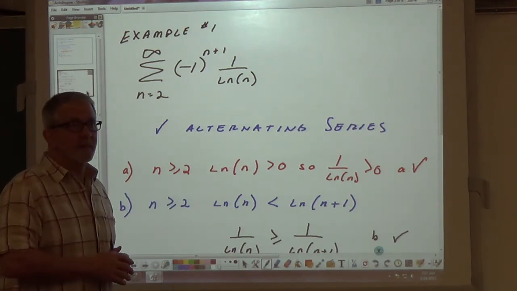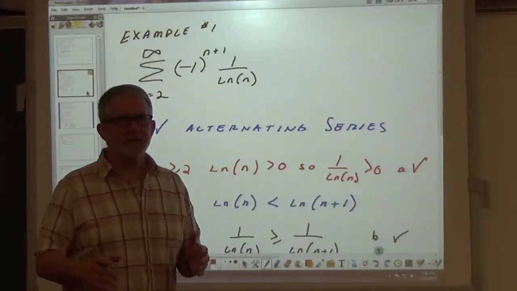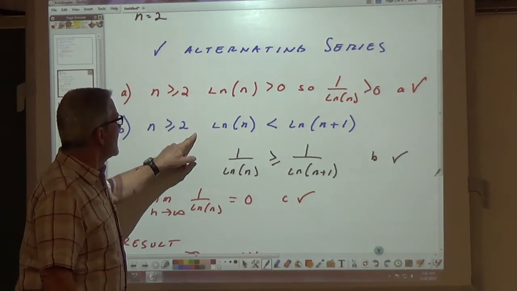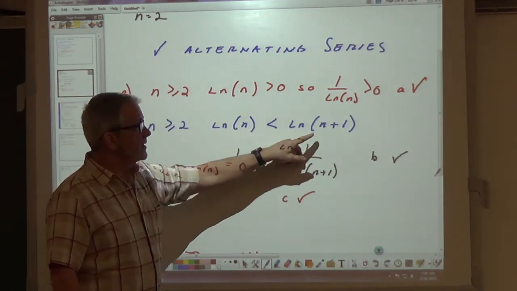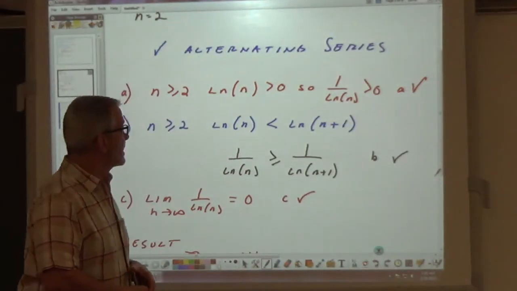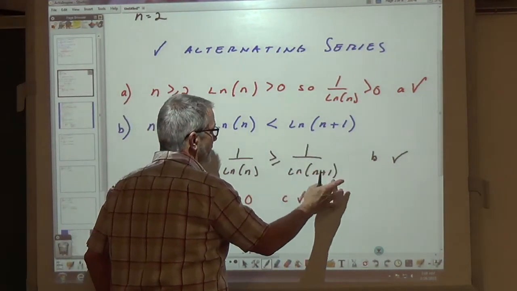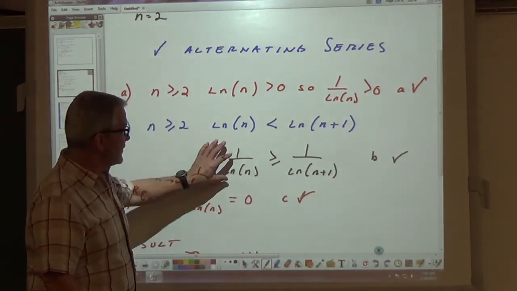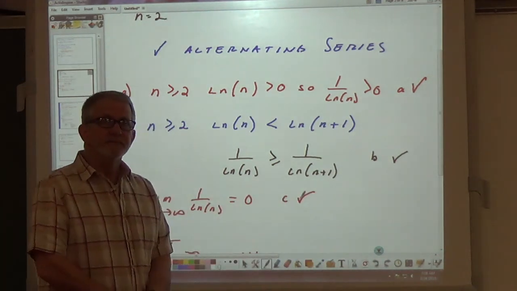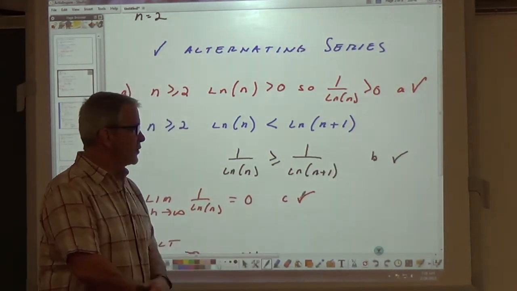Let's check the next. Is there some n where the terms begin to decrease? Not only do they decrease, do they decrease to 0? Let's see. If n is greater than or equal to 2, I know that ln of n is less than ln of n plus 1. ln is an increasing function. It increases slowly, but it is increasing. Therefore 1 over ln of n is greater than or equal to 1 over ln of n plus 1. So this particular guy is decreasing wherever n is greater than or equal to 2. The next term is smaller than the previous term.